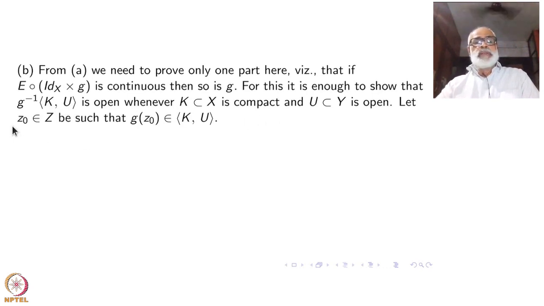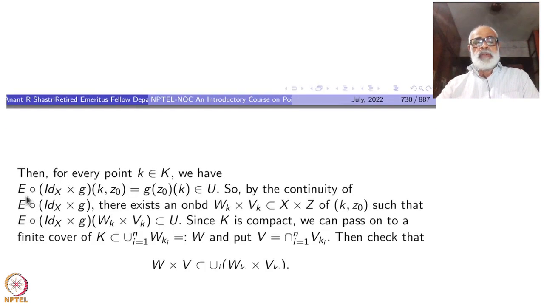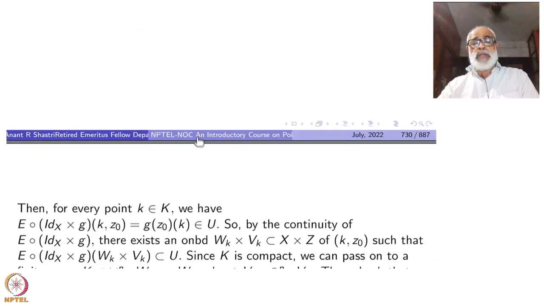Okay. So start with a point Z naught belonging to Z such that G of Z naught is in KU. So G of Z naught is a function, remember that now. Okay. Because G is a function from Z to continuous functions from X to Y. Then for every point k in K, look at this composition, E composite identity cross G operating upon k comma Z naught, which is nothing but, by definition, G of Z naught, the first coordinate remains k, and then evaluation. Evaluation of G Z naught on k, which is this one. Okay. So G Z naught belongs to KU, k is inside K, so that is inside U here.